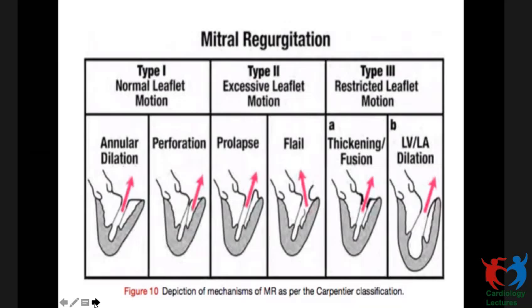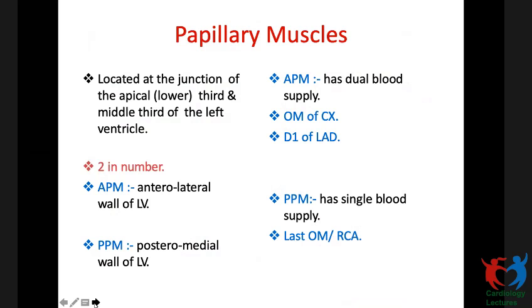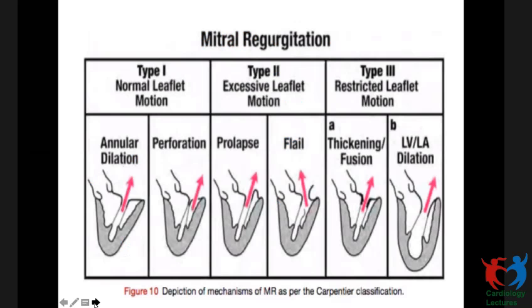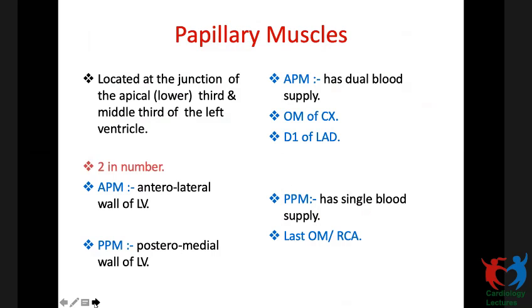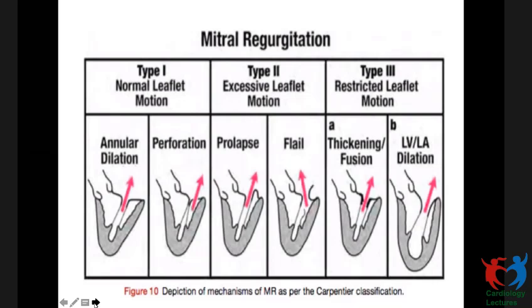That's why it is most commonly affected. Yes, sir. Dual supply, so one will compensate through collaterals and other things, whereas papillary muscle rupture or dysfunction is more common with the posterior papillary muscle, because of the single blood supply. Yes, sir. And mitral regurgitation.